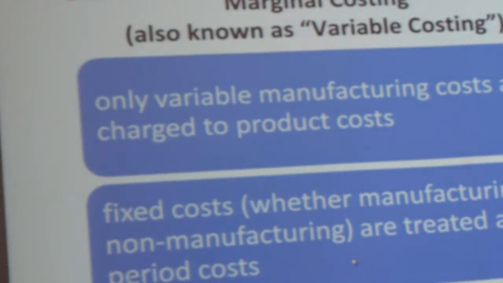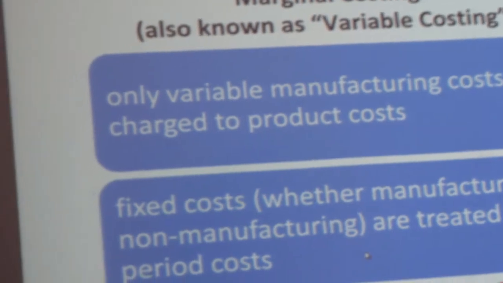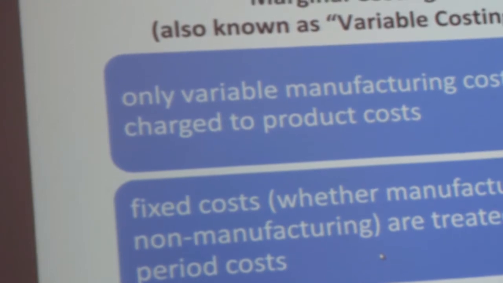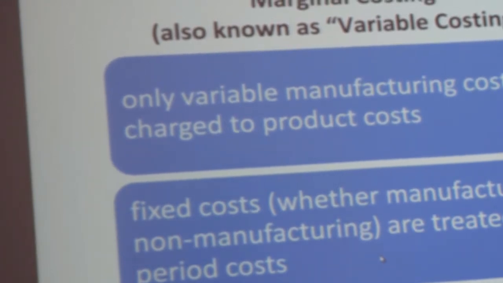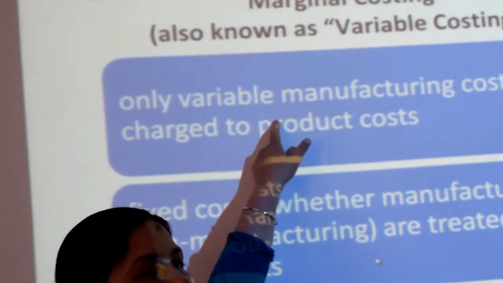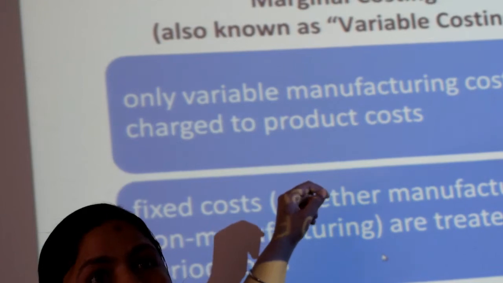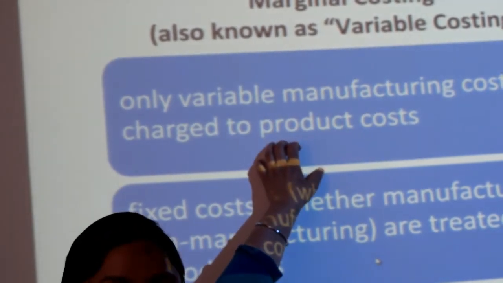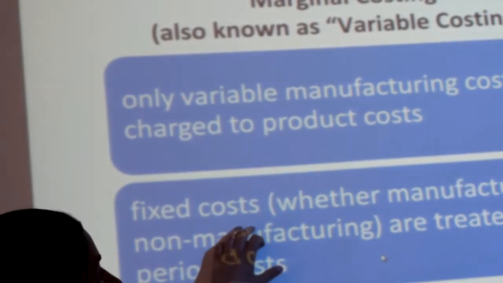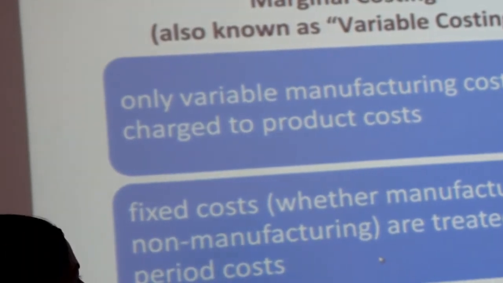So we'll be looking at marginal costing, which is also known as variable costing. And it says only variable manufacturing costs are charged to product costs. As we said earlier, we understood what a product cost is: anything you can associate with the product is a product cost. Otherwise, it's a period cost. In marginal costing, variable manufacturing cost, so your raw material and your direct labor, falls in the category of product cost, whereas all your fixed costs are treated as period cost.